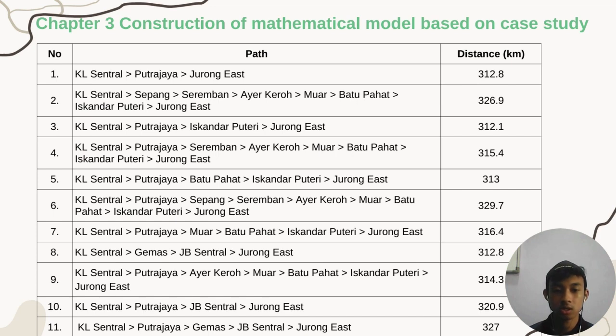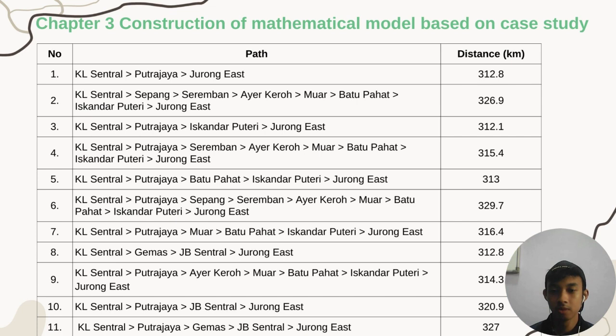For the seventh path is KL Central to Putrajaya to Muar to Batu Pahat to Iskandar Puteri to Jurong East. The total distance for the seventh path is 316.4 km. For the eighth path is KL Central to Gemas to JB Central to Jurong East. The total distance for the eighth path is 312 km.